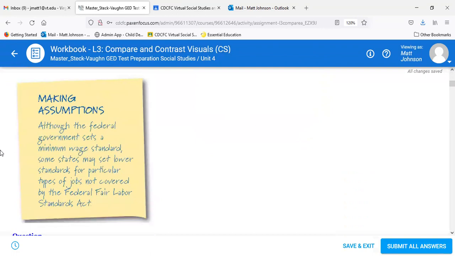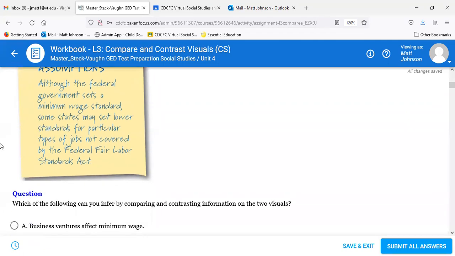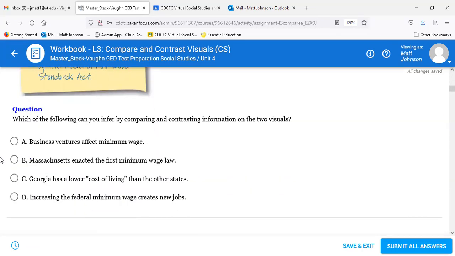So again, it says, although the federal government sets a minimum wage standard, some states may set lower standards for particular types of jobs not covered by the Federal Fair Labor Standards Act. So it's one of those sort of complicated labor laws. Things like servers make a much lower minimum wage because they make up for that in gratuities, right, in tips. So I think it's $2 and something per hour as a server, and then your tips are supposed to make up the difference in the minimum wage gap there. So number one, we'll go back to Tracy. Would you mind reading question one for us?